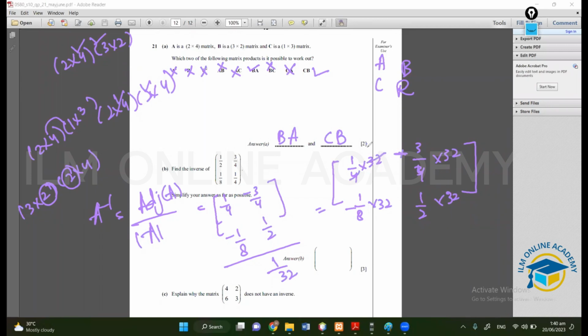So 4 ones are 4, and 32 over 4 is 8. Okay, and then again 8 and 3 eights are 24, and this 4, 8 fours are 32, and 2 ones are 2, 2 6 are 12, 16. Minus minus. This is the simplified answer. Okay.